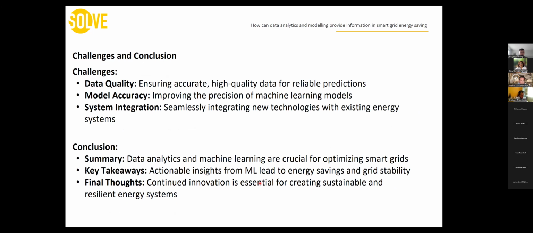So, to conclude, we have some minutes for further discussion. The challenges in order to implement all this data-driven decision-making in smart grids about energy issues is, of course, data quality. We need high-quality data in order to have reliable predictions. On the other hand, we also have to improve the machine learning models that we use in order to have high predictions, not only the data that we use, but also the machine learning model and how you can improve it.